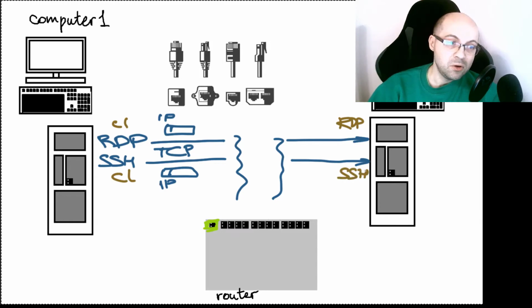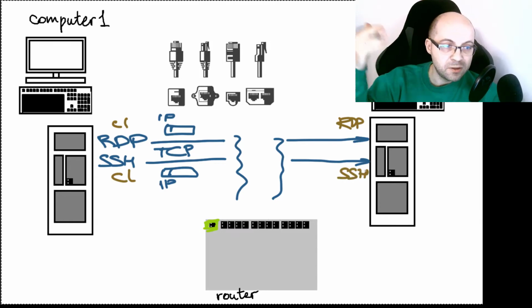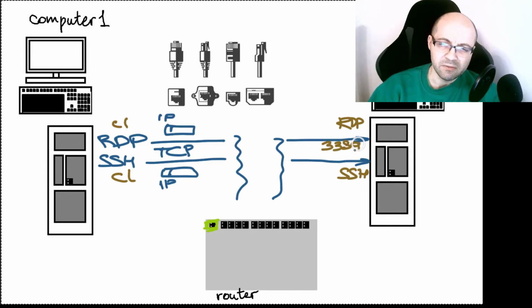So you are not connecting to nothing. There is a program running on another computer which accepts your connection. And the RDP server will have port 3389, if I'm not mistaken. And SSH will have port 22 unless you change it. So the extra information that comes with TCP is called the port number.